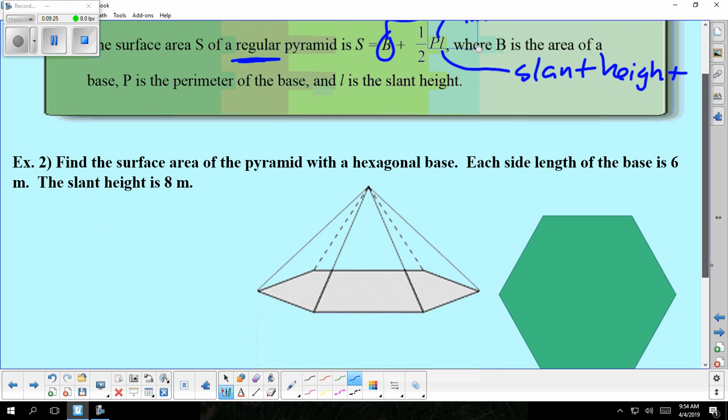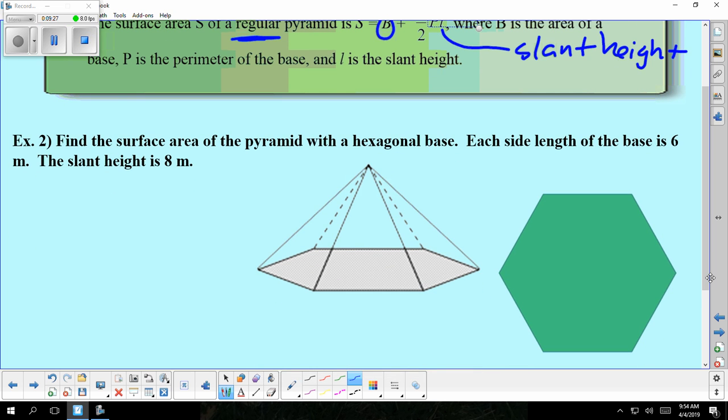So let's find the surface area of a pyramid with a hexagonal base. Ooh, a hexagon. Each side length of the base is 6 meters. So to use this formula, big B plus 1/2 perimeter times slant height, we need a couple of things.